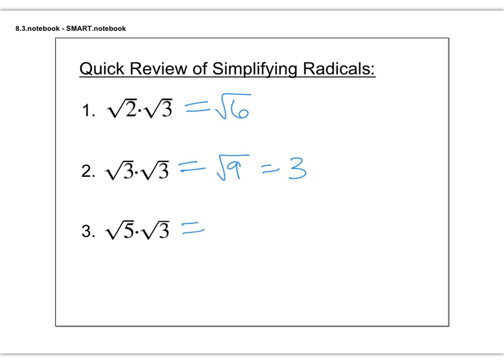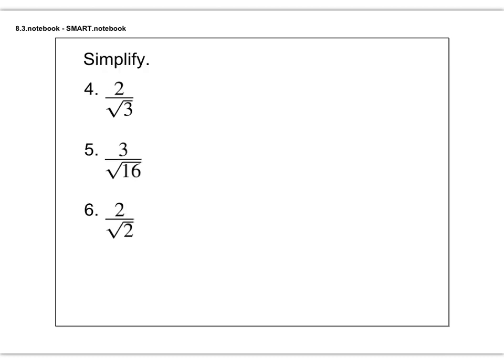The next one is just going to be square root 15. So again, when you multiply radicals, you just multiply the numbers that are under those radicals.